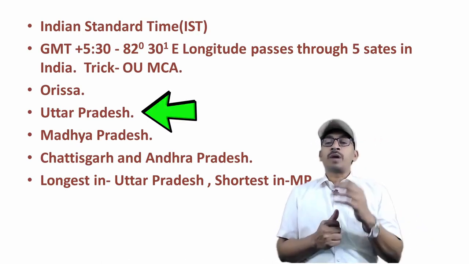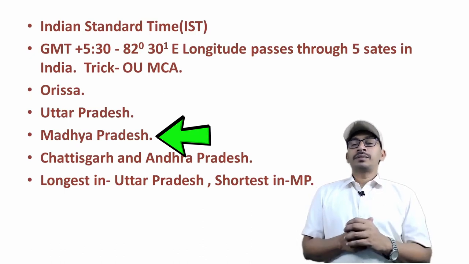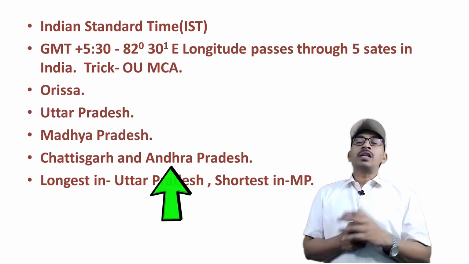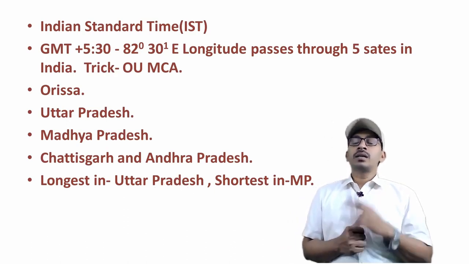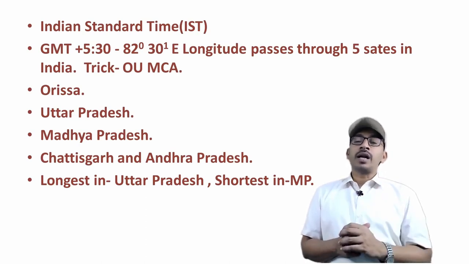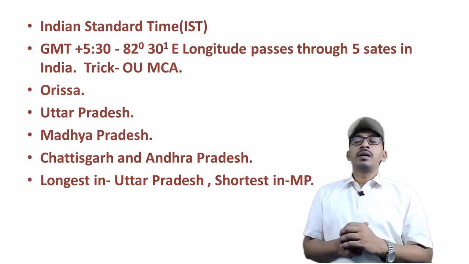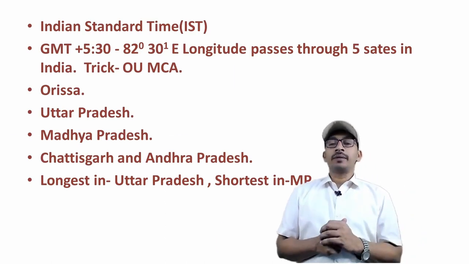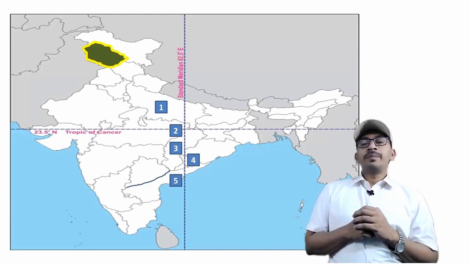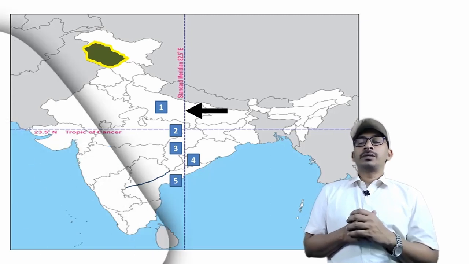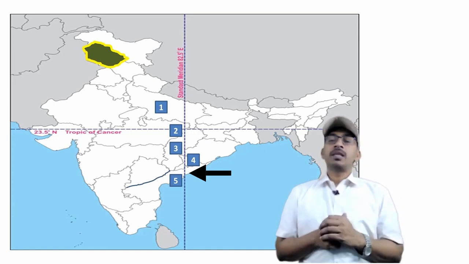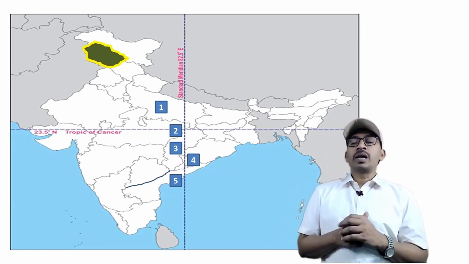Starting from north, Uttar Pradesh, Madhya Pradesh, Chhattisgarh, Orissa or Odisha and Andhra Pradesh. These 5 states are located on this IST line. 82 degrees 30 minutes east longitude is the standard meridian for calculation of time in India. You can see them here, starting from Uttar Pradesh, Madhya Pradesh, Chhattisgarh, Odisha and Andhra Pradesh. 5 states of India are located on IST.